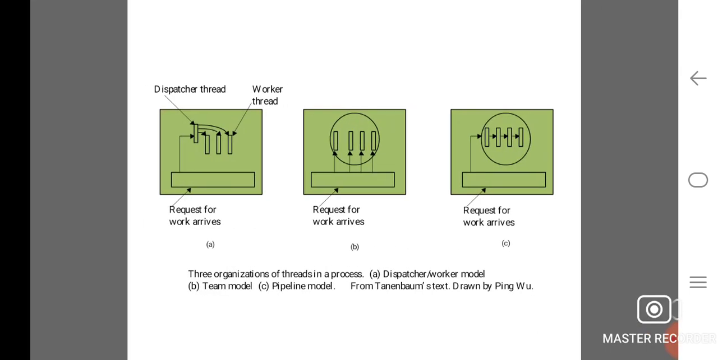So this is the figure. A, the request for work arrives. B, also a request for work arrives. C, also a request for work arrives. And this is the dispatcher thread, and this one is the worker thread. Here are three organizations of threads in a process. A is a dispatcher worker model. B is a team model. C is a pipeline model.